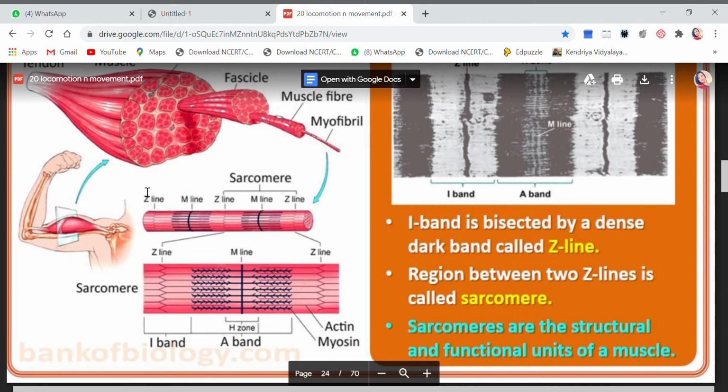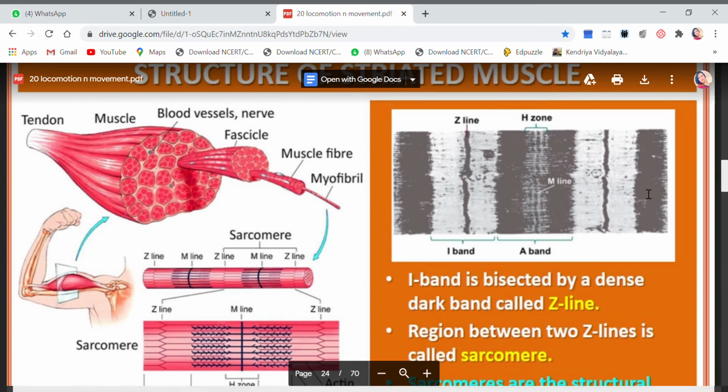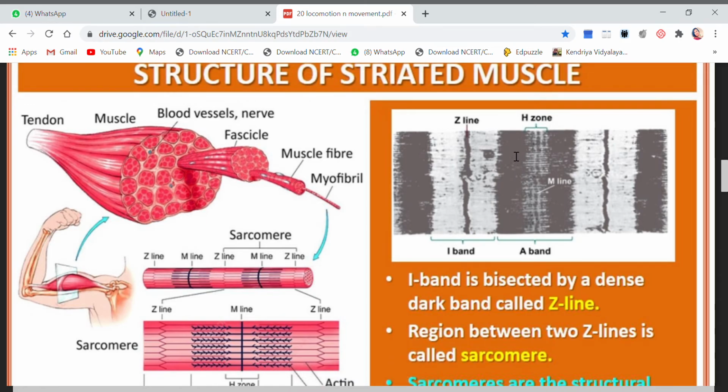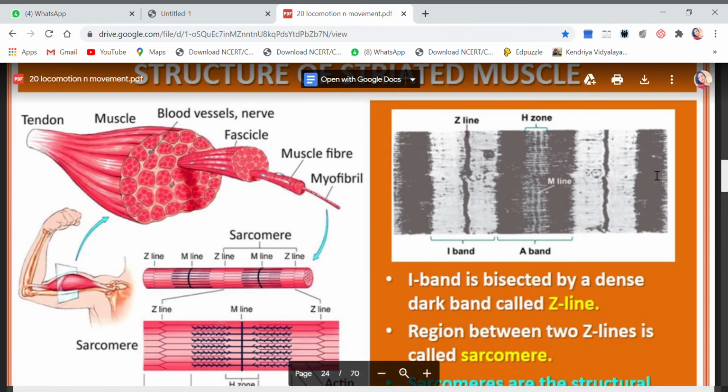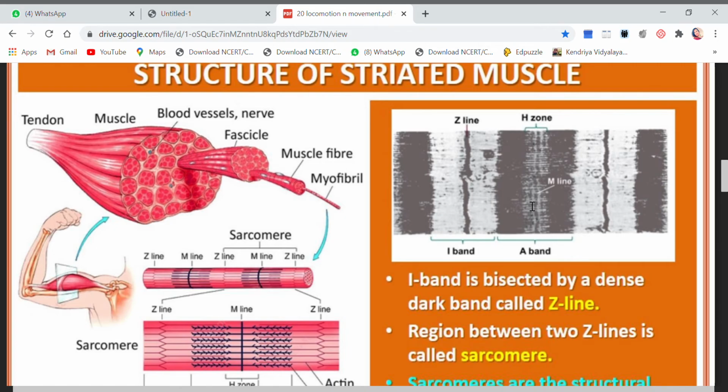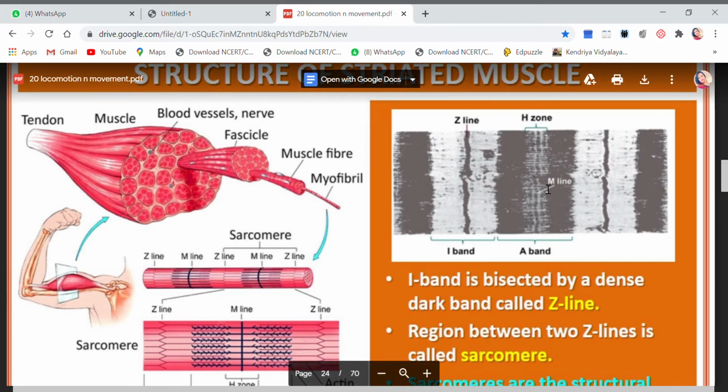Now children, I hope this portion is very much clear to you, because it is getting repeated again and again. Now you have this diagram in your book. This is how it appears. These are the dark band, light band, dark, light, dark. Each light band has in the center a Z line. See, this is the Z line. Again, this is the Z line. And in the center of the dark band there is a little bit lighter area called H zone, and the center of the H zone is called M line. Now the area between two Z lines is called what? Sarcomere.